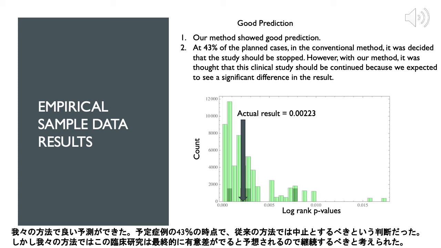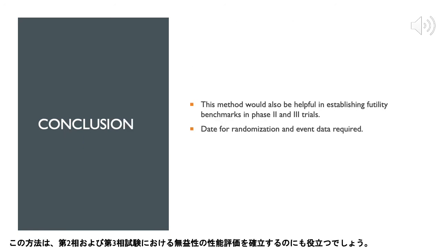At 43% of the planned cases, in the conventional method, it was decided that the study should be stopped. However, with our method, it was thought that this clinical study should be continued because we expected to see a significant difference in the result. This method would also be helpful in establishing futility benchmarks in phase 2 and 3 trials. Date for randomization and event data required.